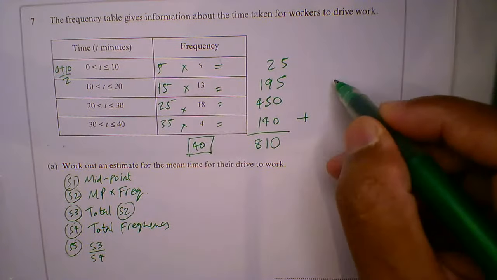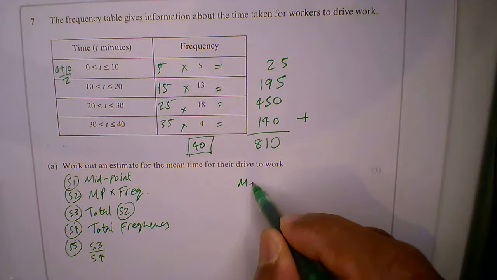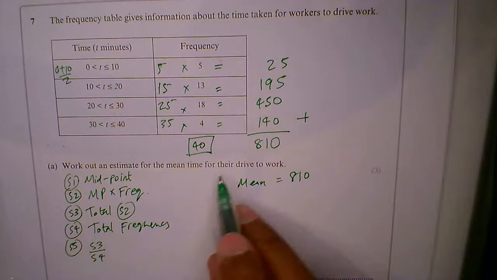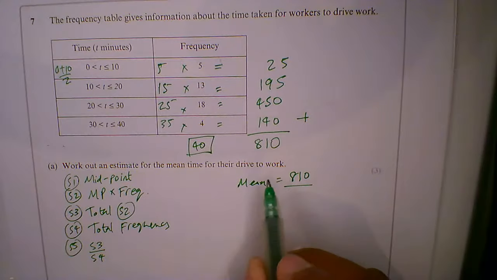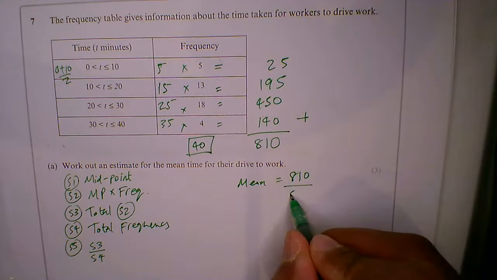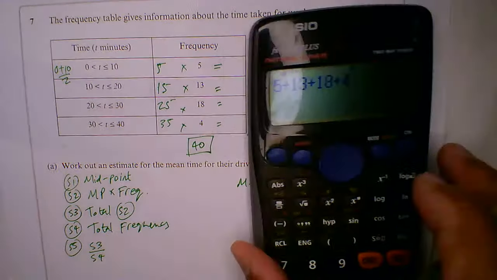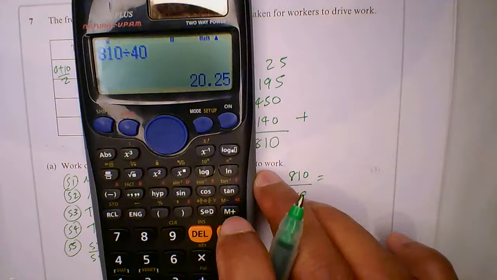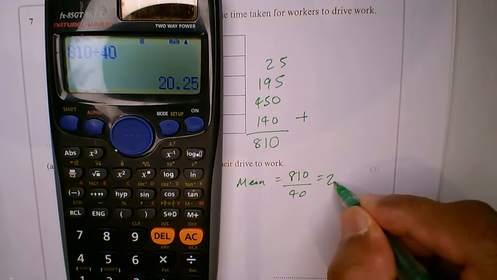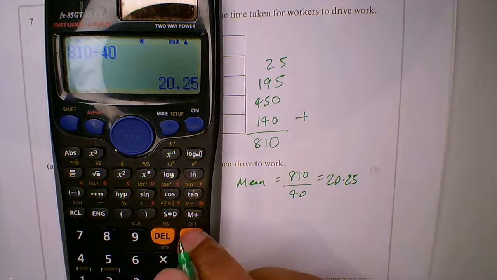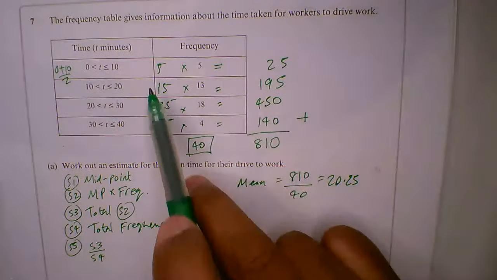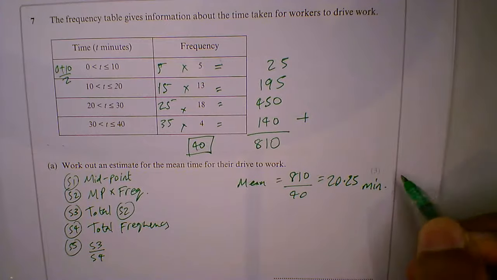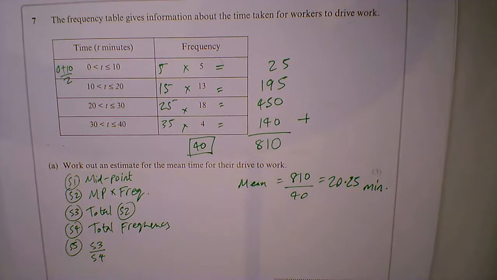And so my mean equals 810, my step 3, divided by my step 4, which is the total frequency. This becomes 810 divided by 40 gives me 20.25. And let's look at the context of the question. The table gives information about the time taken, so that's minutes. We don't need to convert into seconds for this question, so that's enough.